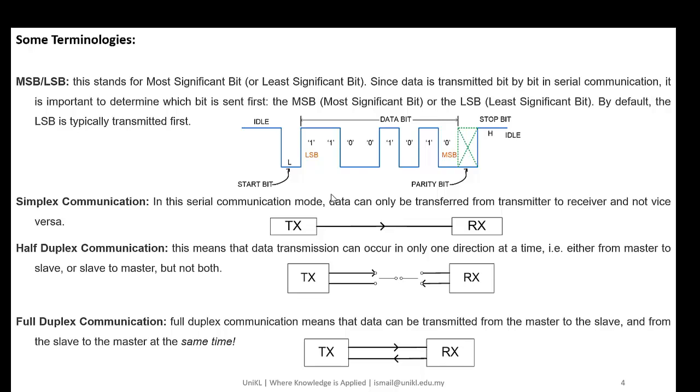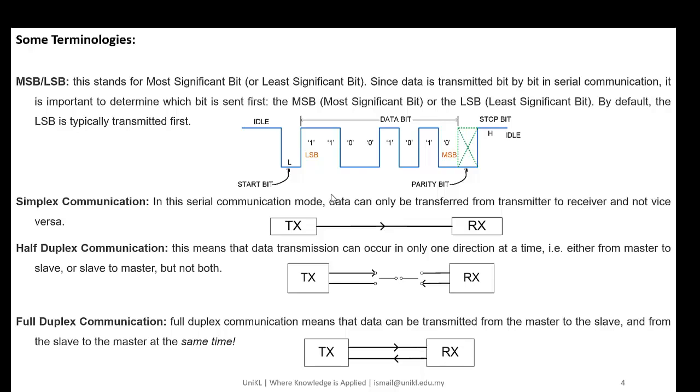Then there are some terminologies that are very important for us to understand. MSB stands for most significant bit, and LSB for least significant bit. Since data is transmitted bit by bit in serial communication, it is important to determine which bit to send first. In most applications, the least significant bit is transmitted first.